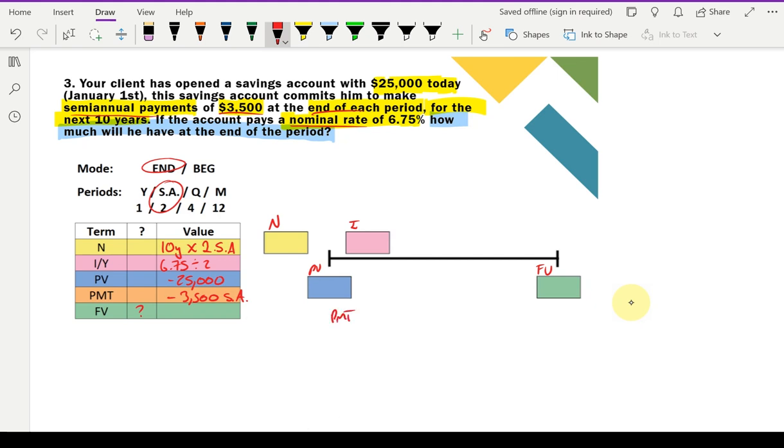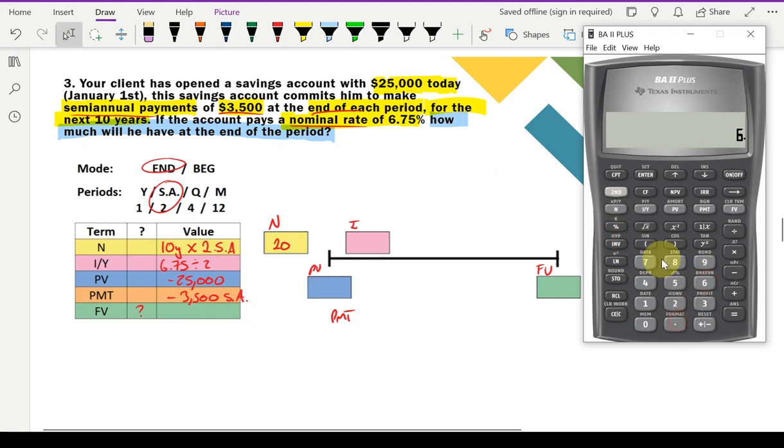So N is going to be 10 times 2. There's going to be 20 semi-annual periods in 10 years. The interest is going to be 6.75 divided by 2.